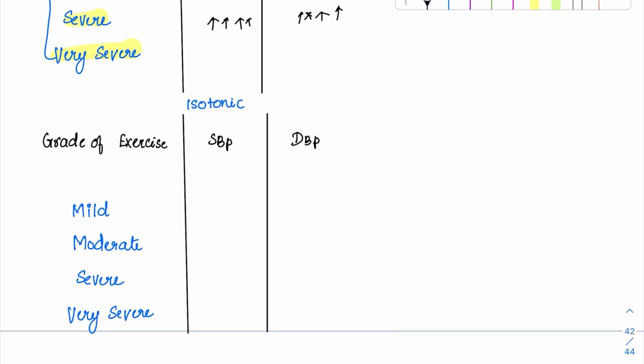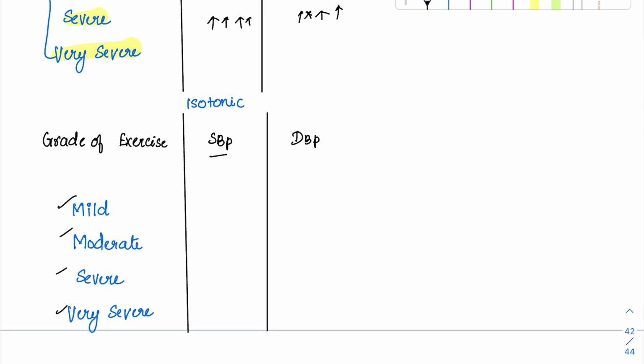So coming to the grades of exercise in isotonic, the same grades are there. And the systolic BP is pretty simple. It is going to increase only. Because whether you do isotonic or isometric, the sympathetic activity and the venous return are going to increase, which is going to increase the systolic blood pressure. When coming to the diastolic blood pressure, what happens here?